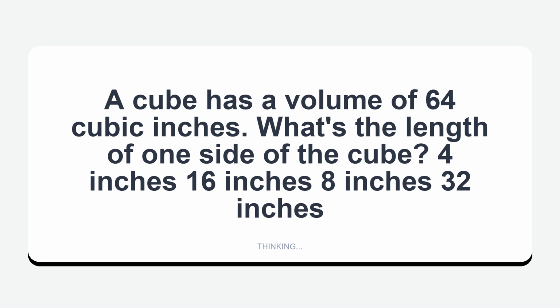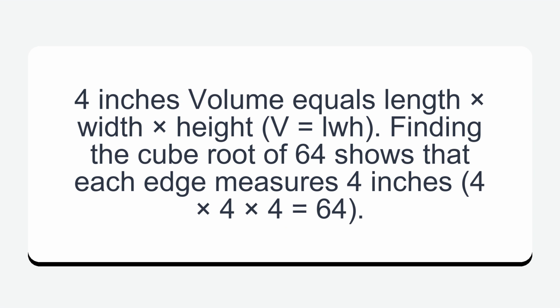A cube has a volume of 64 cubic inches. What's the length of one side of the cube? 4 inches, 16 inches, 8 inches, 32 inches. 4 inches. Volume equals length times width times height, V equals LWH. Finding the cube root of 64 shows that each edge measures 4 inches, 4 times 4 times 4 equals 64.